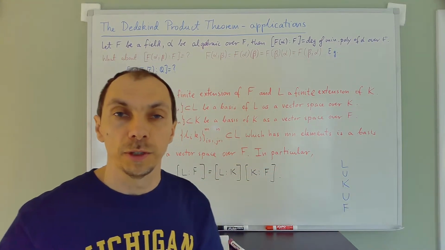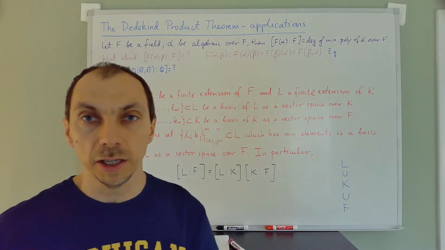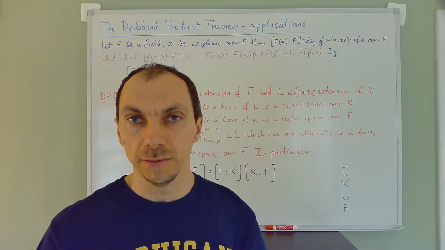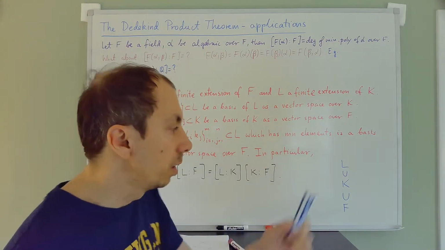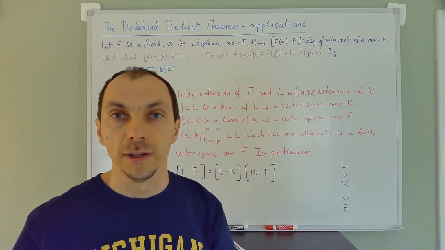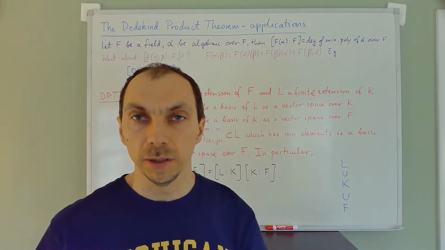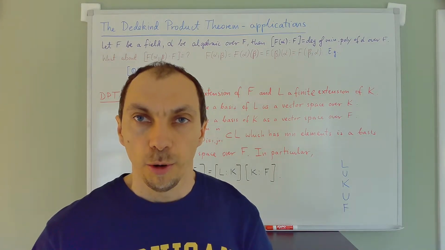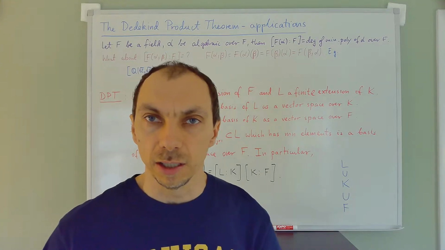We noticed in one of the previous videos that if you have a containment of fields, if you have a field extension, then the bigger one is always a vector space over the smaller one. So L is a vector space not only over K, but also over F. It will have probably different dimension over L and over K. But that's somehow the point of the Dedekind product theorem, to relate these different dimensions.